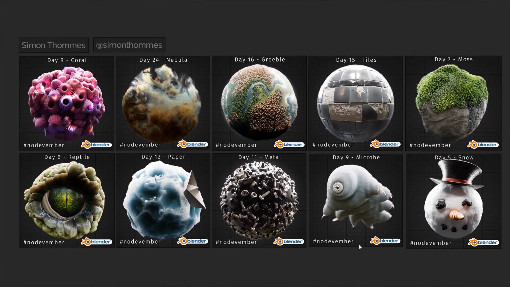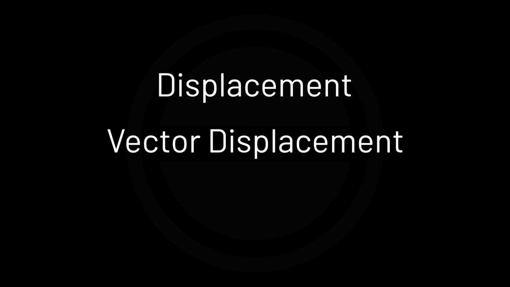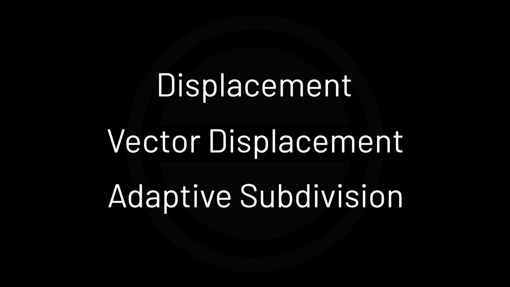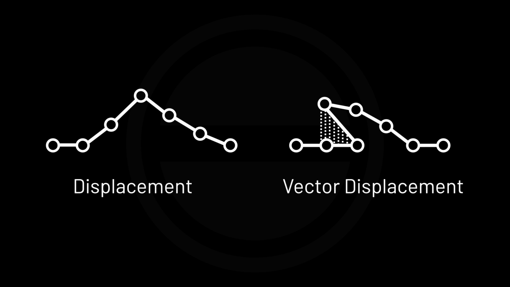But if you've never seen this kind of work before, you might ask yourself, how exactly does this work? How can you get a basic shape to become something completely different by using only material nodes? The answer to that is displacement, along with its counterpart vector displacement, as well as something called adaptive subdivision. Regular displacement allows vertices to move along the direction of the normal, but vector displacement allows vertices to move in any arbitrary direction, which can allow for the creation of concave areas where vertices overlap.